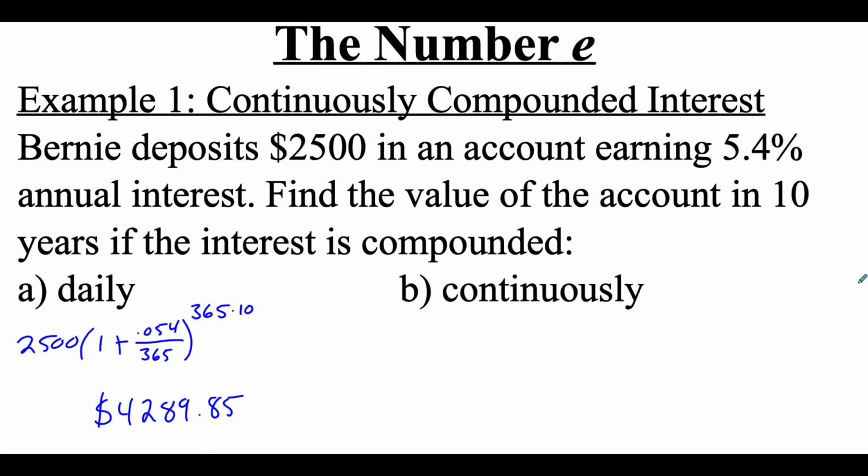But if we look at doing this compounded continuously, now we have to shift our formula a little bit. We're still going to deal with that principal amount, but now we're going to multiply by e raised to the power of that interest rate, so 0.054 times the 10 years. And if we were to type that into our calculator, we would get $4,290.02. So if we look doing this daily versus doing this continuously, there's not that much difference in the interest really. It's about 17 cents. But anytime you're trying to maximize the amount of interest you're gaining, you want to compound as often as possible.